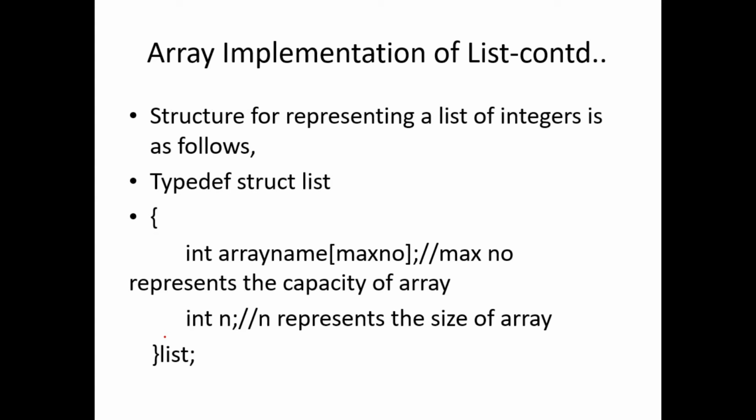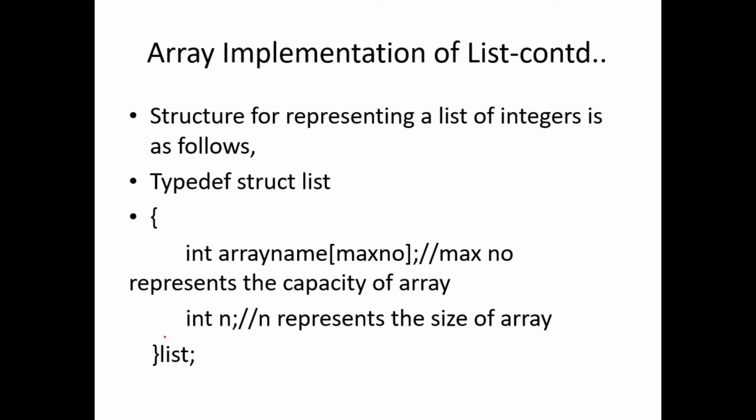For the deletion operation, we have to pull up all the elements to one spot. If you delete one element, all the elements which are present below will be moved up. So we can say that insertion and deletion are expensive in the array implementation of a list.